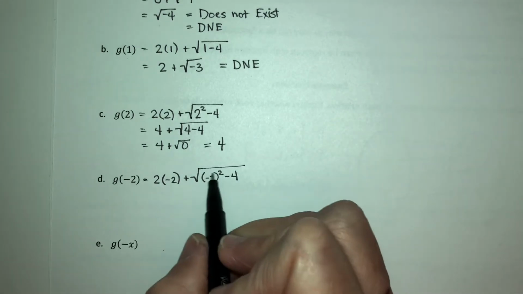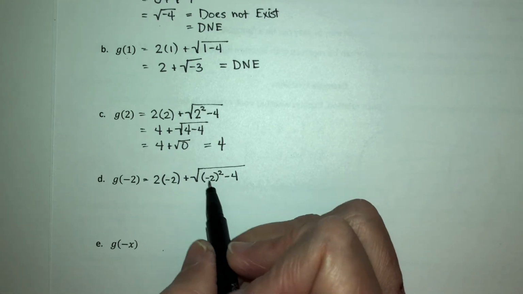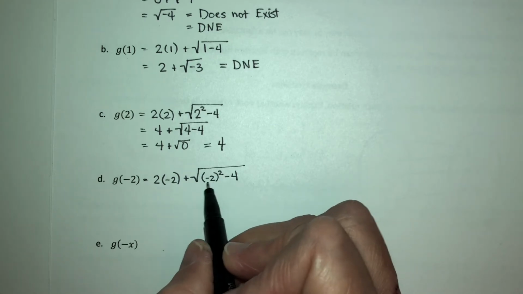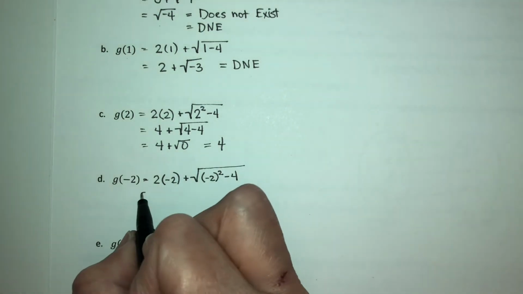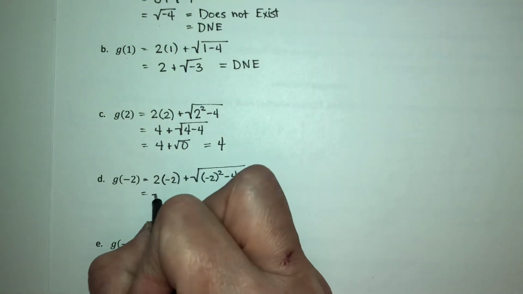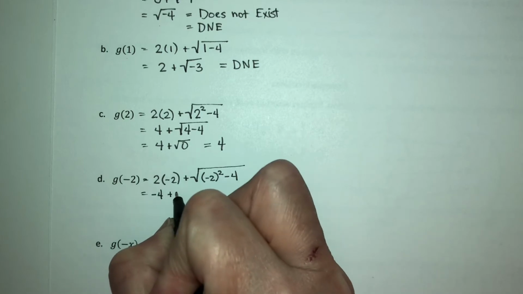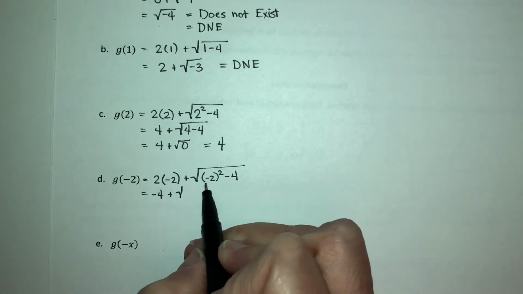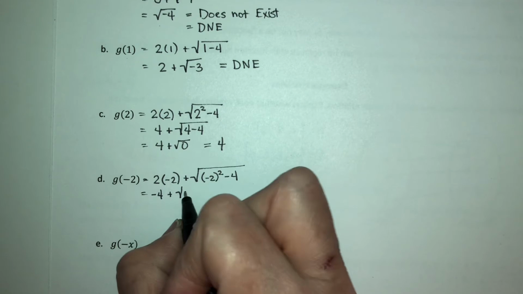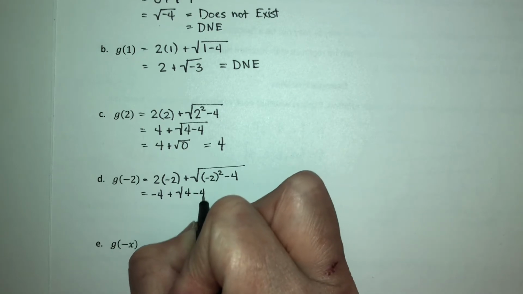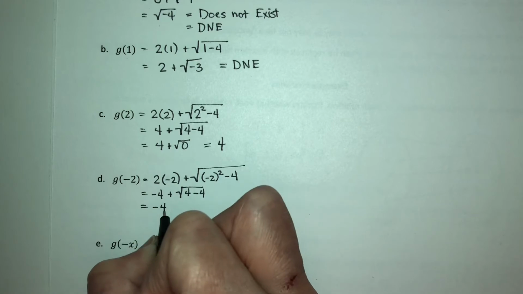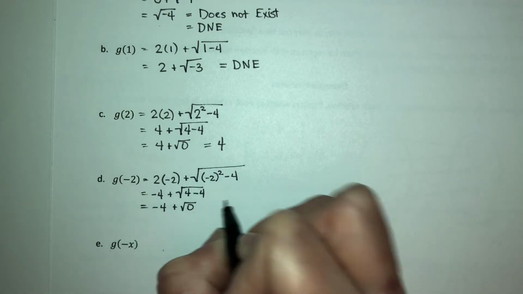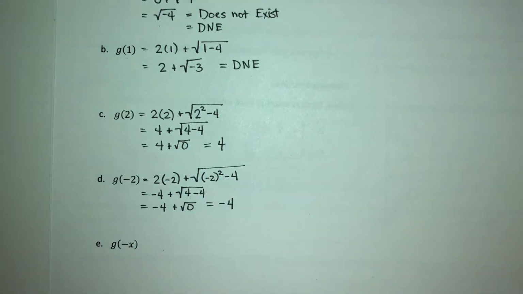You want to square this whole value. If you're not careful and you enter this into your calculator without the parentheses, it's going to give you the wrong answer. Okay? 2 times negative 2 is negative 4, plus the square root of negative 2 inside parentheses squared is 4, minus 4. So this time, that's 0. So your answer is just negative 4.